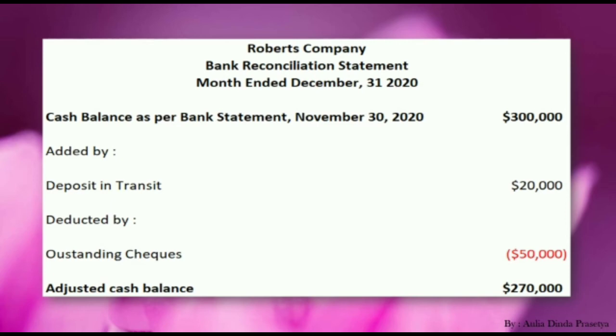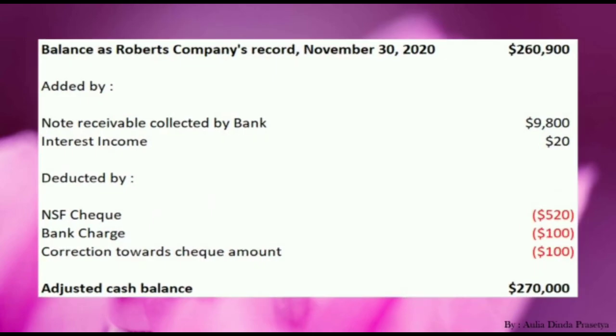And then next is the outstanding checks. The company has recorded the outstanding checks amounting to $50,000, but the bank has not yet recorded them, so we need to deduct it. And finally, we find the adjusted cash balance amounting to $270,000. Let's see from Robert's company's record.